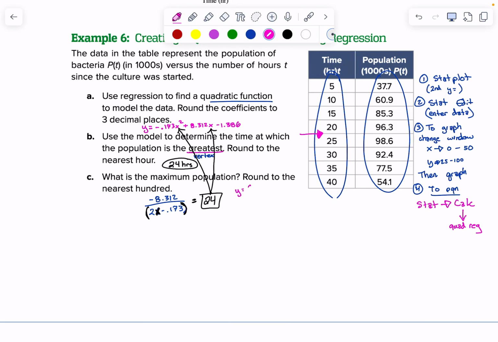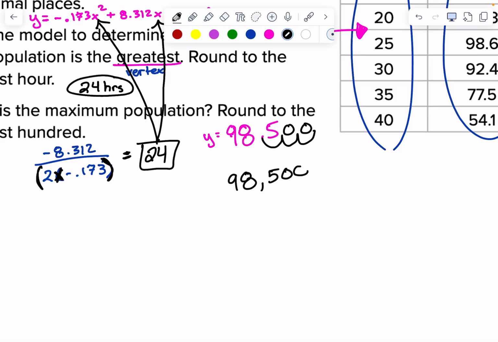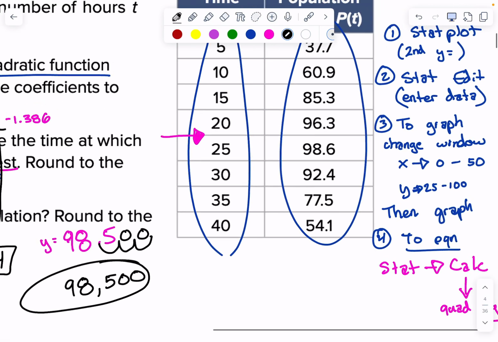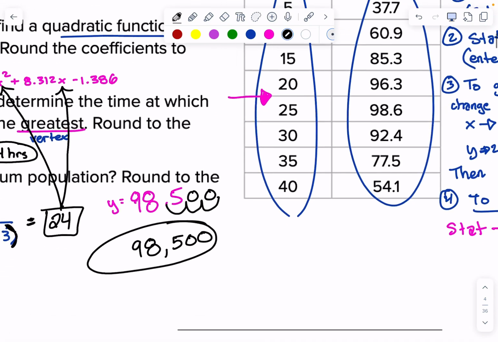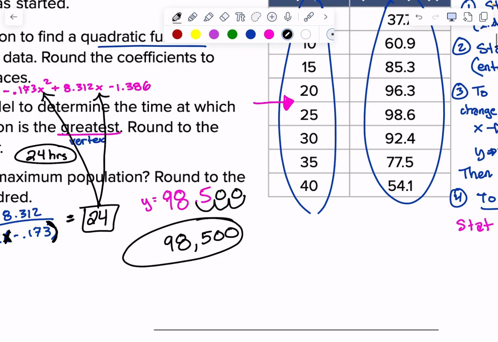98.5. Okay, actually, that's not right, Macy. 98.5 means in thousands. So if we convert that to thousands, I'm going to move my decimal 3 places, right? So 98,500. These numbers don't actually mean 37.3. That means that many thousand, right? 98.6 is the highest number. Look at 25. It's higher than that.